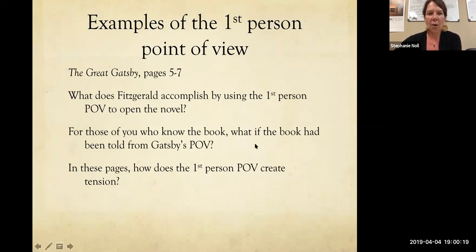So can I ask for some responses to that question? As the writer, what does he accomplish by using Nick as the first person narrator in this novel? Any thoughts about that?